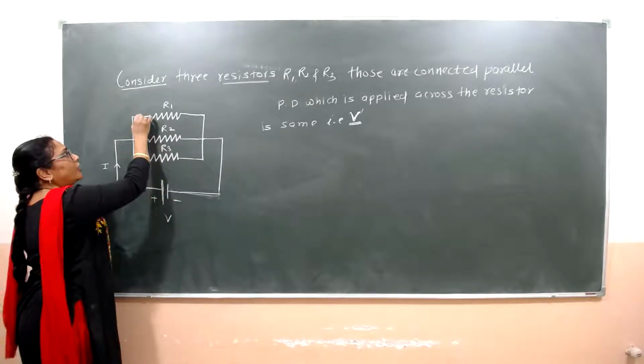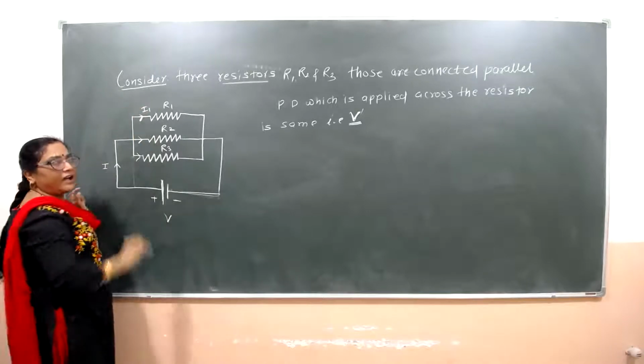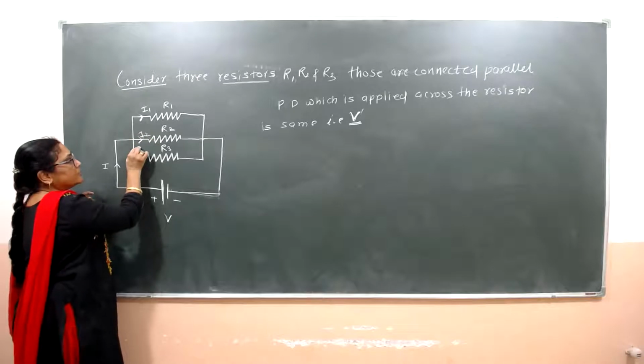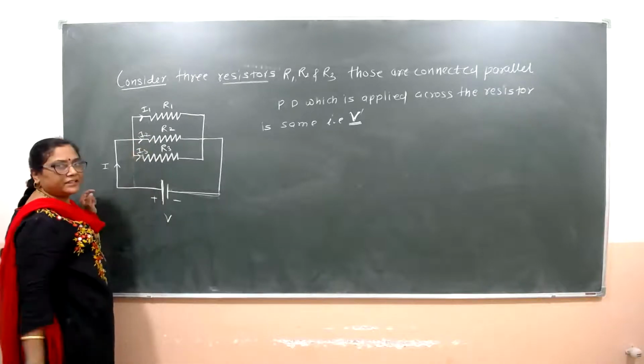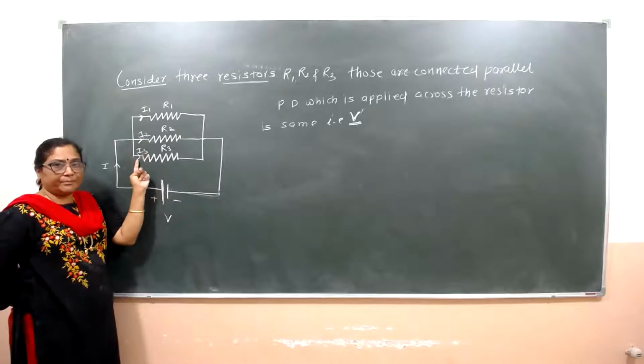For example, for the first resistor the current is I1. For the second resistor, the current is I2. For the third resistor, the current is I3. This means the current I is divided into three parts.